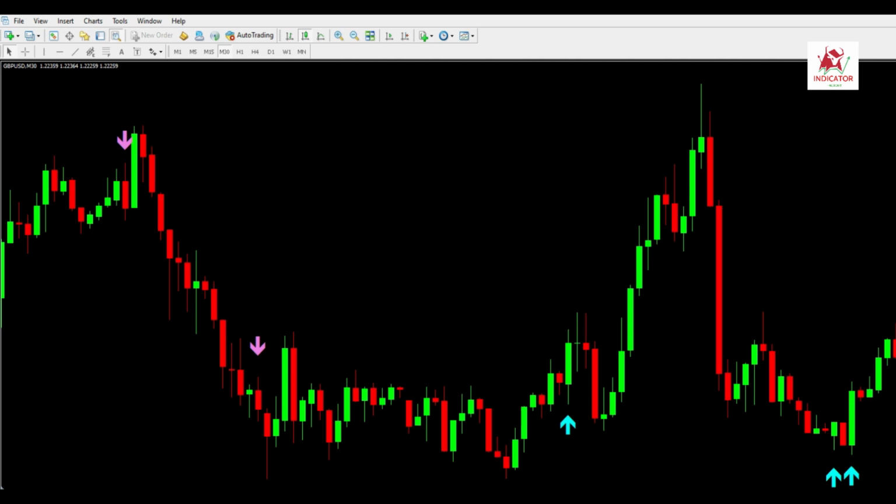What is an engulfing bar? How to trade the engulfing bar. Engulfing bar indicators for MetaTrader. Engulfing bar indicator for MT4 Premium.